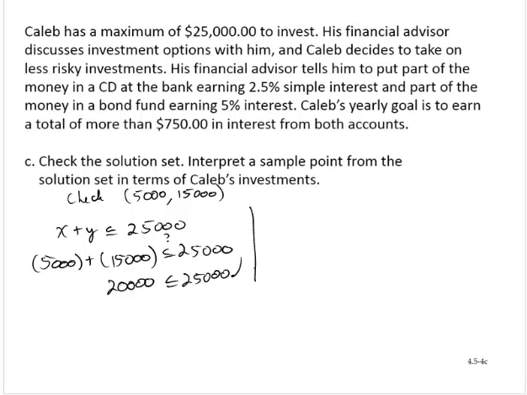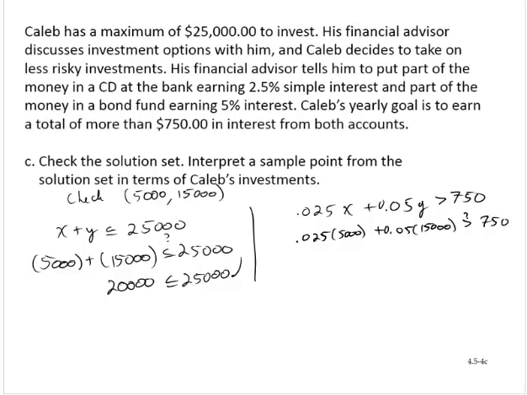Now what about the second inequality, which was 0.025x, 2.5% on the first account, plus 0.05y is greater than 750, right? We're checking the interests now. So 0.025 by 5,000 plus 0.05 by 15,000. Is that greater than 750? Alright, so we go through the arithmetic here.